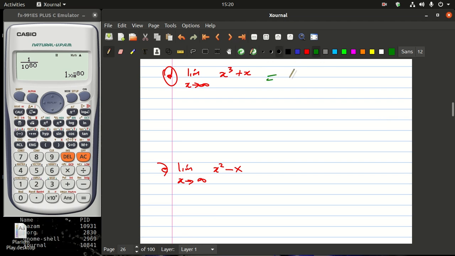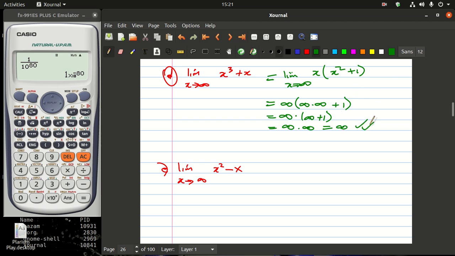And this one here is simple, because all we need to do is factor out x. We still have the limit as x approaches infinity. I factor out x, and then I will end up having x squared plus 1. This is the same as infinity times infinity squared plus 1. So basically I have this infinity here times infinity is infinity plus 1. Adding a 1 is not going to change infinity. So we end up having infinity times infinity, which is just infinity. So that's the value of this limit.